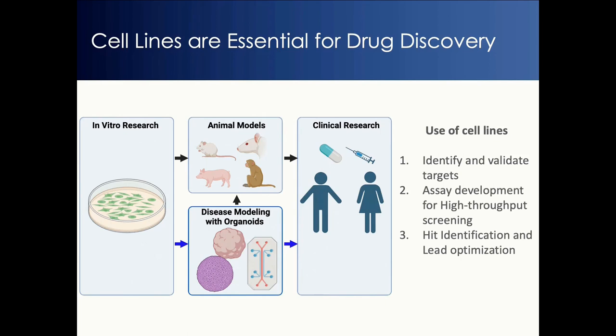But recently, the use of cells has become more important with the recent development in organoid technology and 3D models and organ-on-a-chip technologies that are facilitating the simulation of human diseases or human tissues in vitro in a better way than animal models sometimes, in order to accelerate the process of drug discovery and move compounds faster from labs into clinical research.